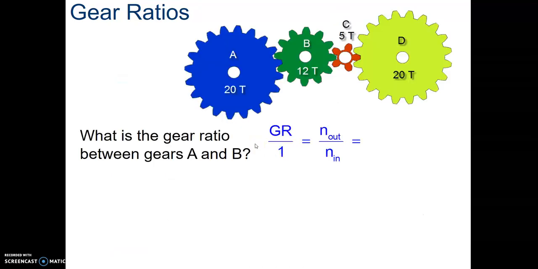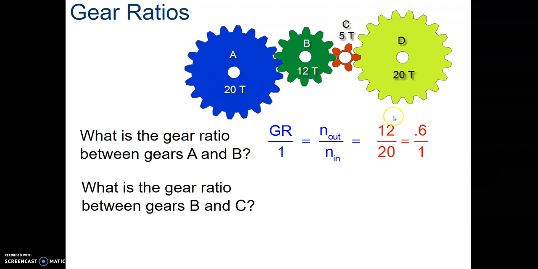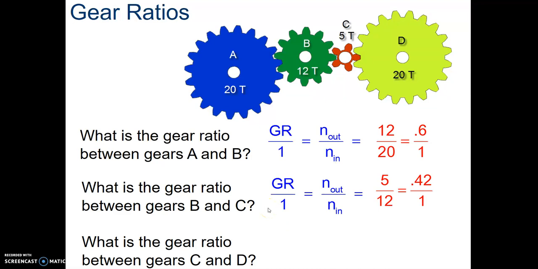So we've got a compound gear train here, and we're going to calculate the gear ratio. From gear A to B, we've got our input and our output. We've got 12 over 20, which reduces down to 6 over 10, 3 over 5, or 0.6. Then we've got input B to output C, so we have 5 over 12, which is about 0.42. And then we've got output D, input C, so we get 20 over 5, which reduces down to 4 over 1.